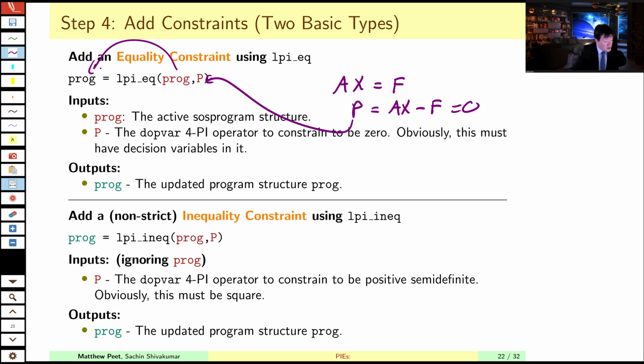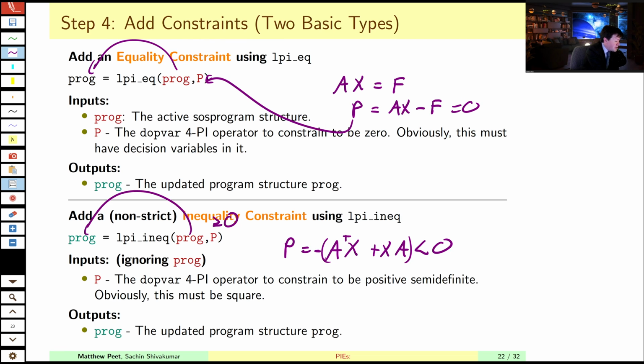Inequality constraints are also relatively straightforward. Say you want to constrain A transpose X plus XA less than 0, right? You create a variable P equals A transpose X plus XA, and then, well, you have to put a negative sign because you want it to be negative. This creates an inequality constraint, which is a positive inequality constraint. So you just pass it the prog structure, it appends that constraint to the prog structure and passes it back to you for later use.